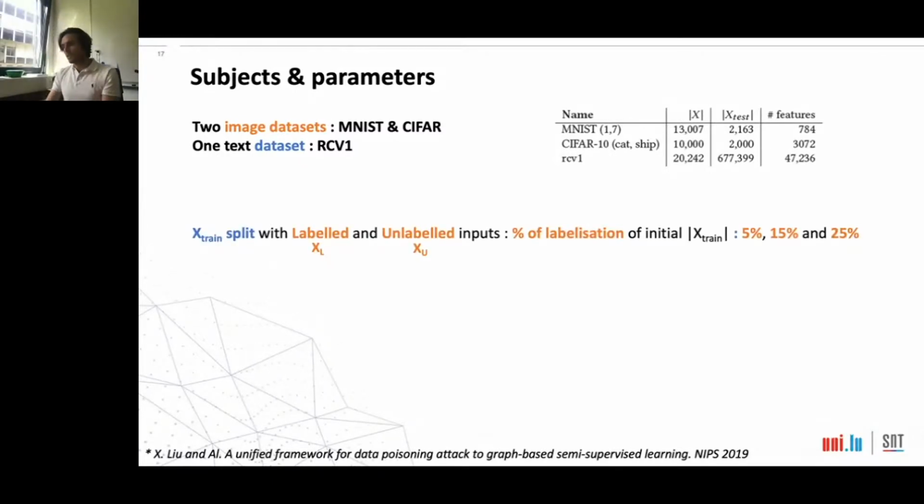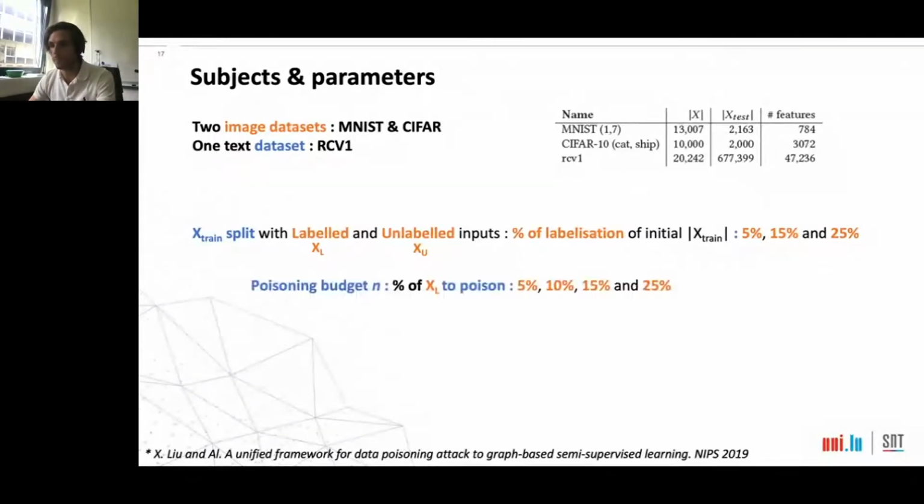To match the SSL problem, we had to split the training set into an unlabeled part and a labeled part. The labeled part is split according to a percentage of labelization, which took the value of 5, 15, or 25%. The poison budget itself is the percentage of the labeled part of the training set that we target to poison. So either we run the experiment with 5, 10, 15, or 25%.